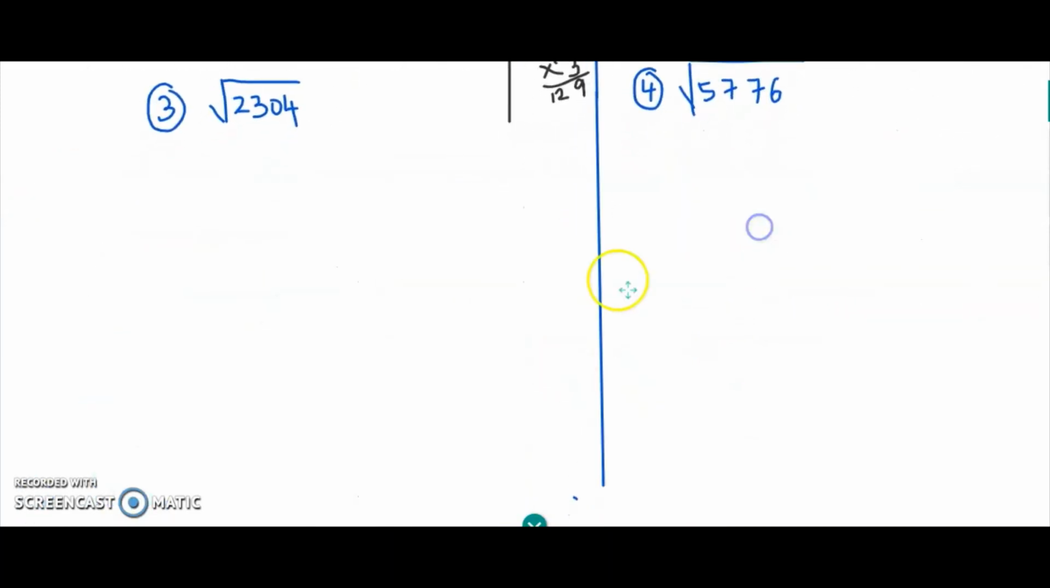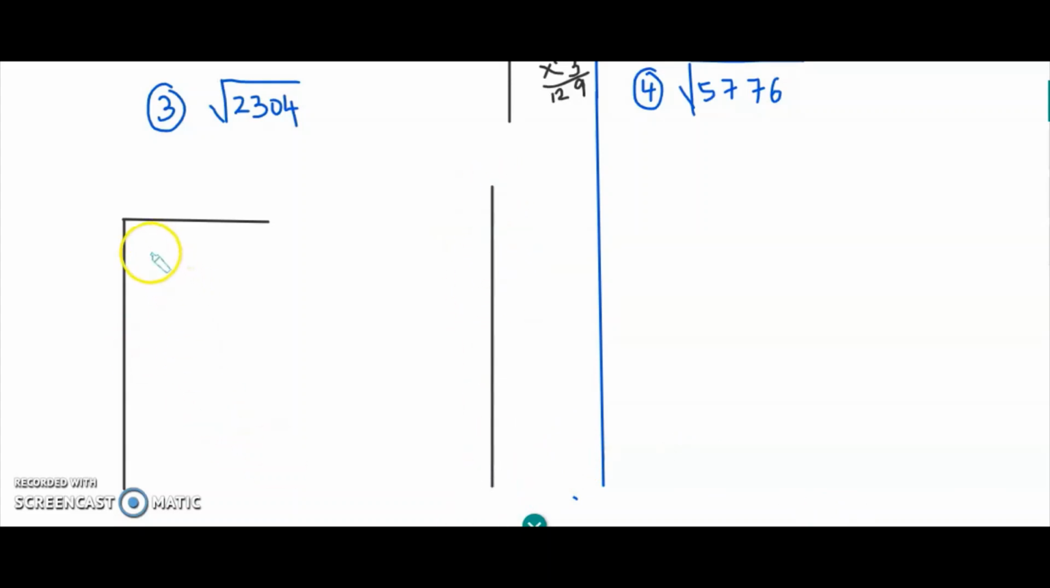So 2304. I'll write it here. My rough work has to be there, and I have to show my rough work. Okay, so let me put the rough work on the right side. Okay, let me put my number. 2304.